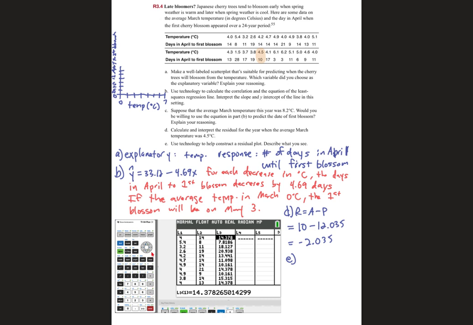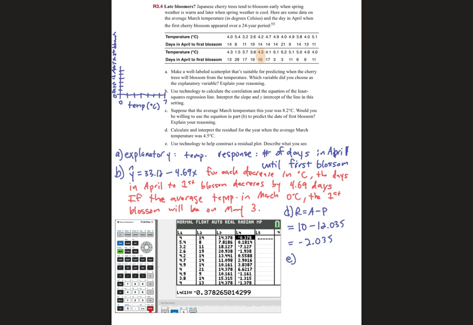Okay, so that means now we're going to go to the next list and make this list L2 minus L3, which is actual minus predicted. So do second 2 to get L2, and then minus second 3 to get L3. Second numbers give you those lists. And that's it. So those are the residuals.